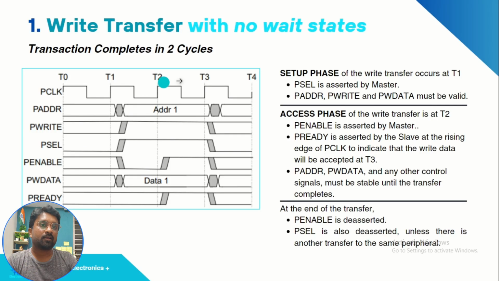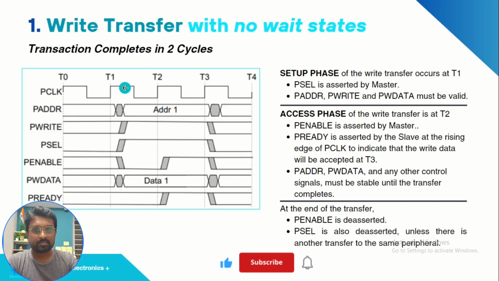Okay. And from T2 to T3, if you see, PENABLE becomes 1. The data is the same, the address is the same, and the PWRITE signal is also valid. There is no change in the address, no change in the write, no change in the select, no change in the data. In the access phase, you can see PENABLE becomes 1. If at this time PREADY is 1, at T3 all the data and address are going to be captured by the slave. It indicates the slave is ready to capture all these things. So T3 will be the time in which the slave is going to read all the data given by the master.